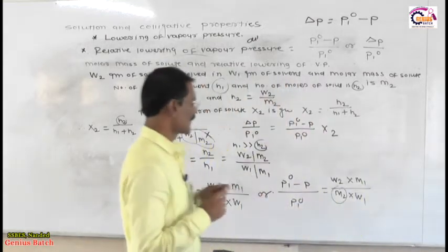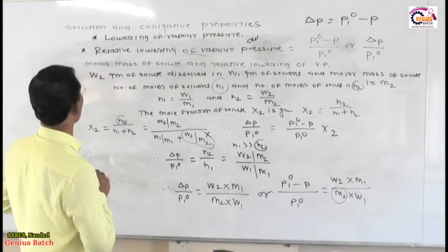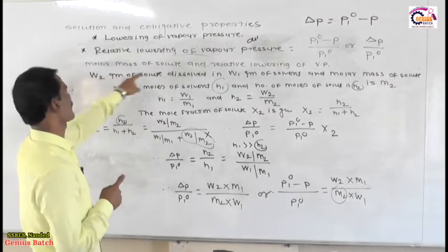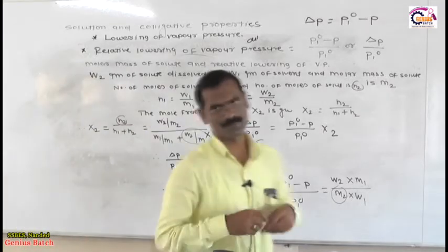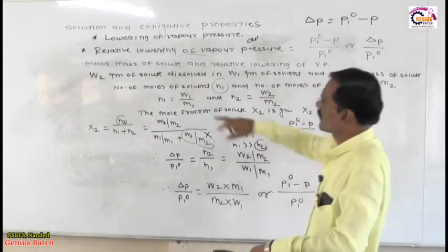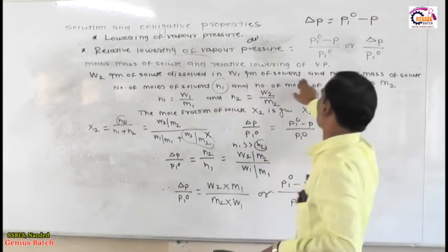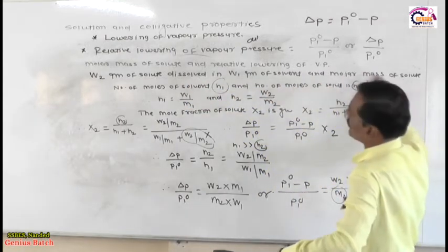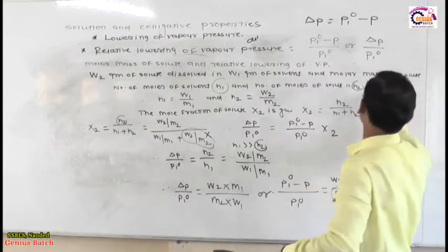So dear student, this is the very important topic, molar mass of solute and relative lowering of vapor pressure. Listen, W2 gram of solute is dissolved in W1 gram of solvent, and the molar mass of solute is M2.